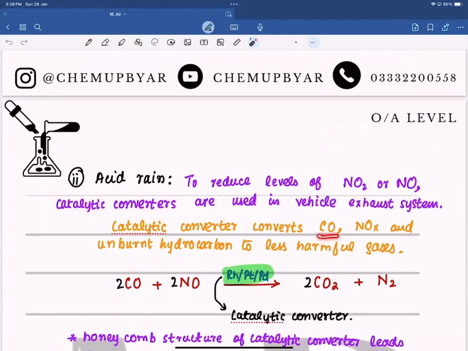What it does, it reacts with carbon monoxide, nitrogen monoxide, and sometimes unburned fuel which didn't burn. They all react on the surface of the catalytic converter, which is made up of rhodium, platinum, or palladium. These metals are used to make the catalytic converter. As a result, carbon monoxide is converted into carbon dioxide, and nitrogen oxide is converted into nitrogen.